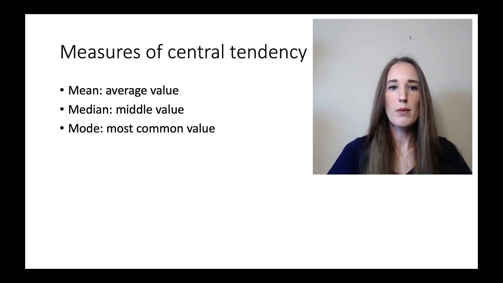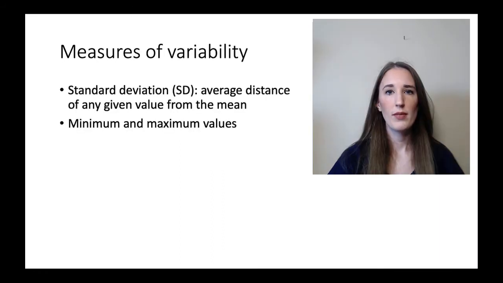And finally, the mode is simply the most common value in our data. For example, if we have more 21-year-olds than any other age, the mode for age would be 21 years old. We can have multiple modes, so if we have an equal number of 21 and 22-year-olds, both 21 and 22 could be the mode. After we've calculated measures of central tendency, we might also be interested in measures of variability.